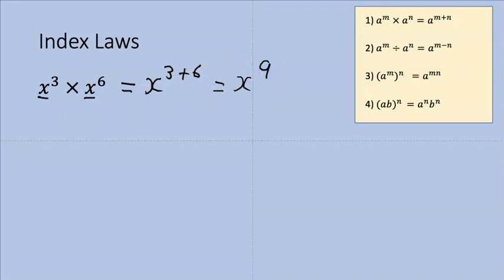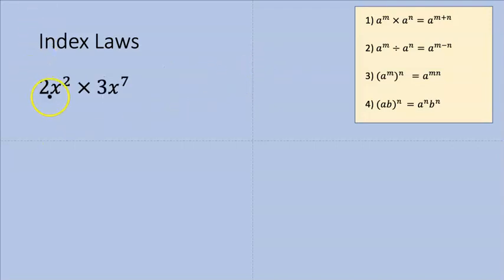If I have numbers next to it, then I first single underline my numbers. Step 1, do 2 times 3. That gives me 6. Then if I double underline my powers, x squared multiplied by x to the 7, I just add the powers. So x to the 2 plus 7, that gives me 6x to the power of 9.